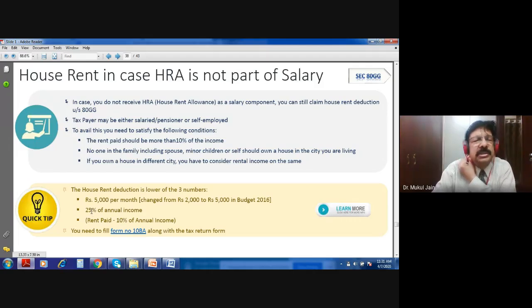The second point is that instead of 25%, there it is 40% or 50%, depending on whether he is living in a metro city or non-metro city. And the first one is just a fixed amount over here, 5,000 per month or 60,000 rupees per annum. There it is HRA received. So instead of HRA received, they have put a limit that 60,000 is the maximum limit per annum.